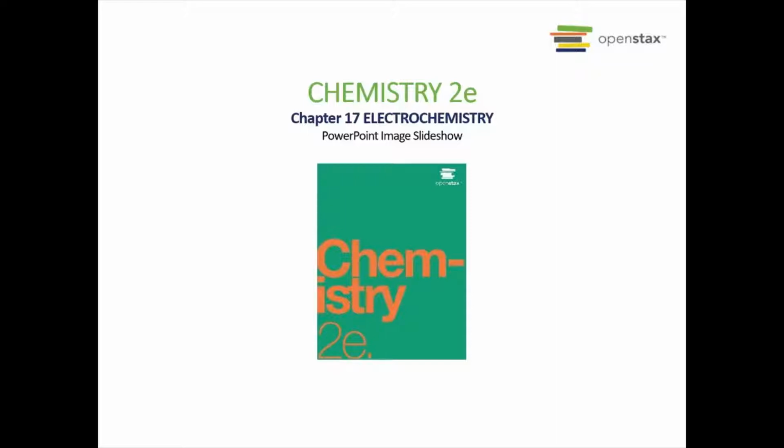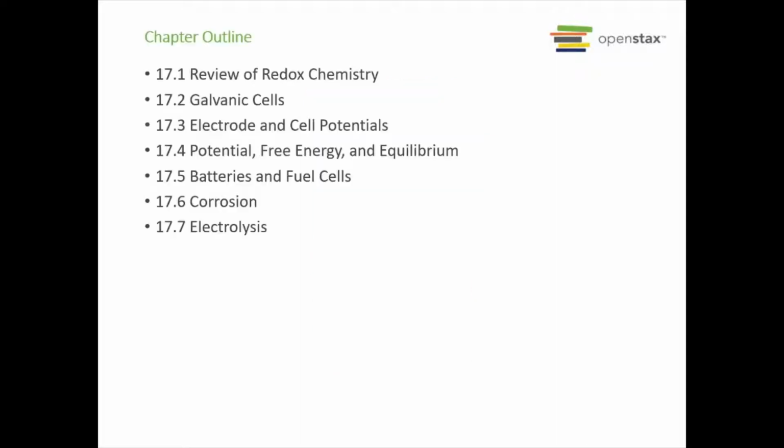There is some stuff that you have to be able to write, but there's going to be a lot of explaining and examples. I think and hope you're really going to like the last couple sections of the chapter. There are 6 sections to this chapter, but they're all relatively short. So we're going to start by reviewing redox chemistry, and then talk about galvanic cells, electrode and cell potentials, potential, free energy, and equilibrium, batteries and fuel cells, corrosion, and electrolysis.